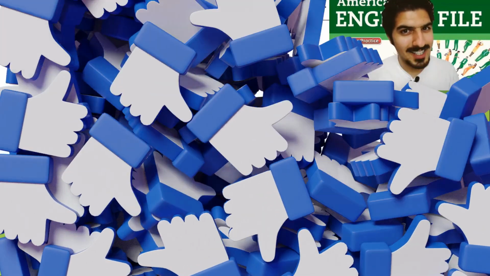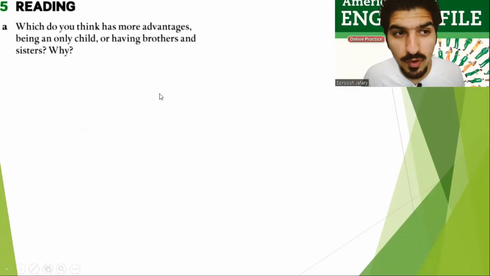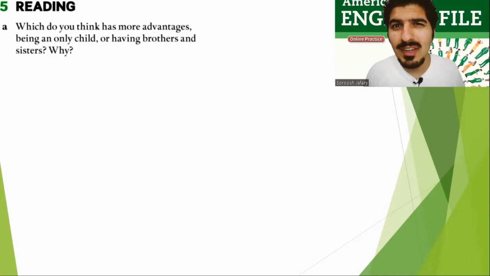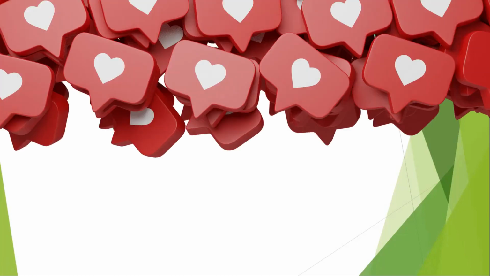Let's talk. Great, you made it so far. Part 5, reading. Which do you think has more advantages? Being an only child or having brothers and sisters? Why? So, you can discuss these questions while having a coffee break. Why not?